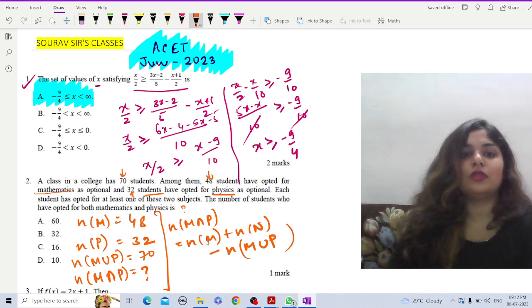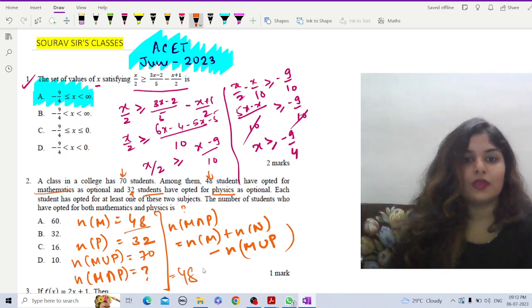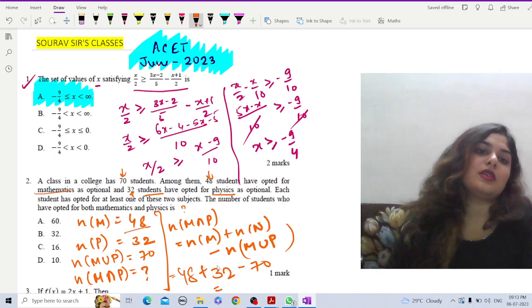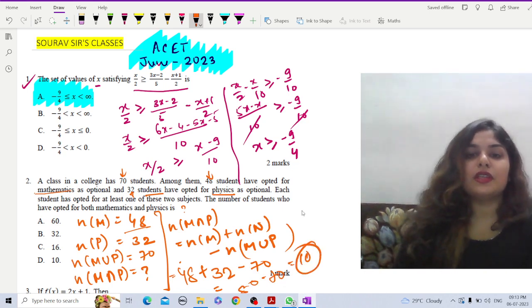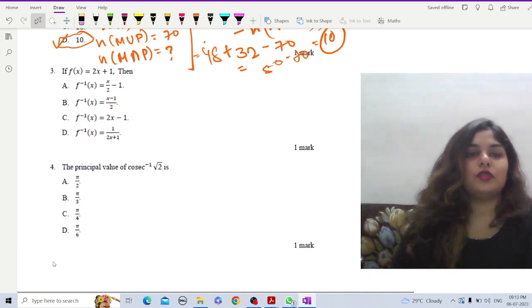Now let us write down the values. N of M is 48 plus 32 minus 70. How much is the answer? So this is 80 minus 70. The answer is 10. So out of 70 students, 10 of them have opted for both maths and physics, and we have our answer, that is D. Now let's move on to the third question.